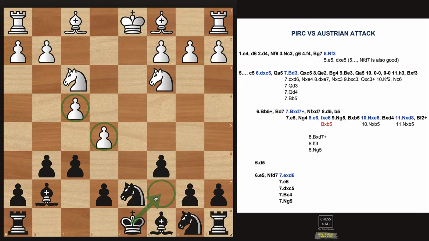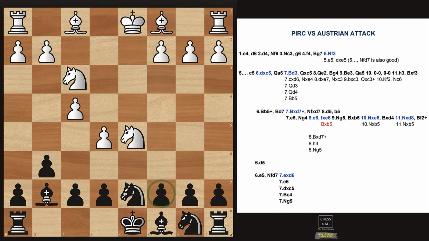There are no queens on the board. There's no attack, and this is looking more like an endgame soon. So we're going to be ready to go towards the center and help with the king. So let me go back.